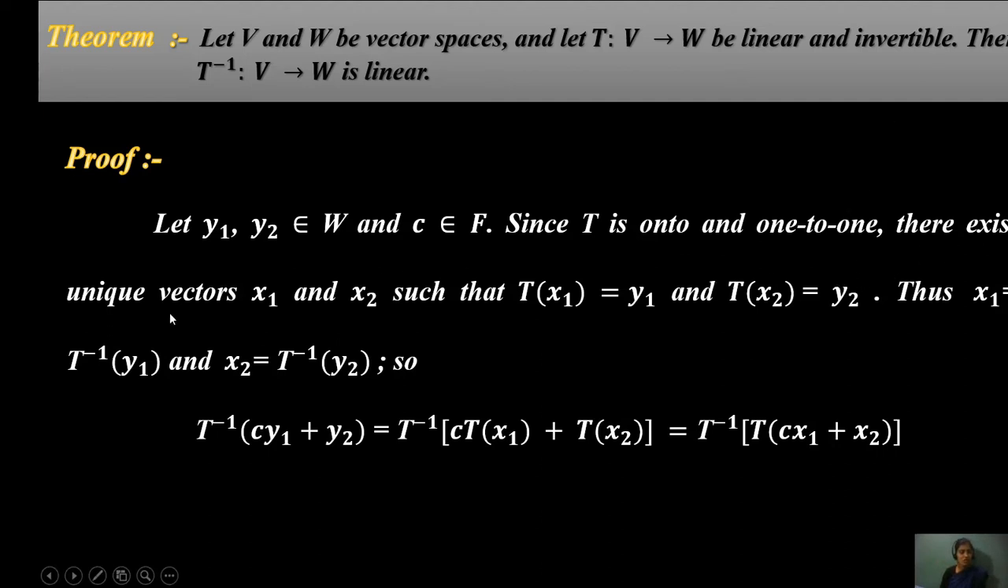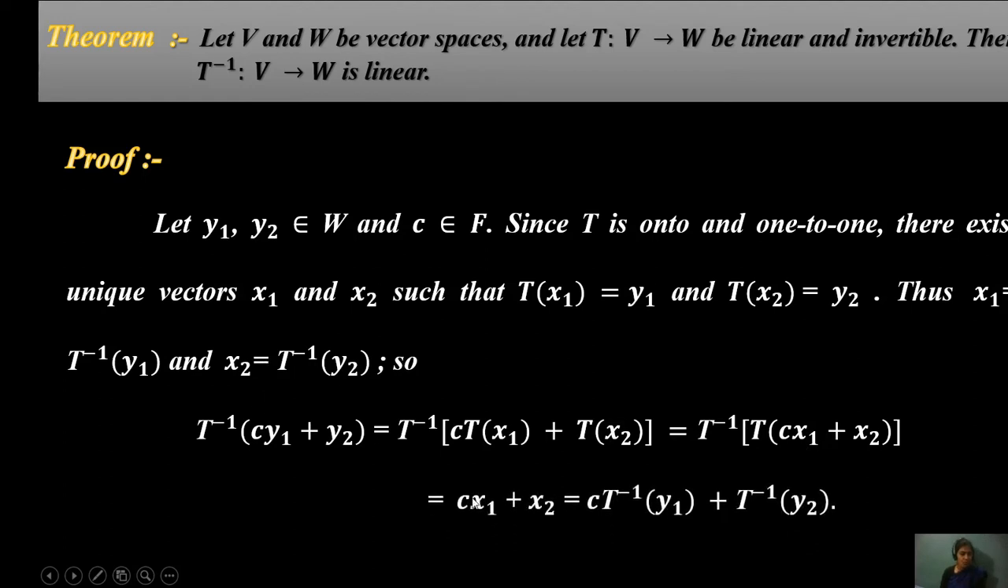Then there exist unique vectors x1 and x2 such that T(x1) = y1 and T(x2) = y2. Hence x1 = T inverse of y1 and x2 = T inverse of y2. So T inverse of (c y1 + y2) equals T inverse of (c T(x1) + T(x2)), which is T inverse of T(c x1 + x2).